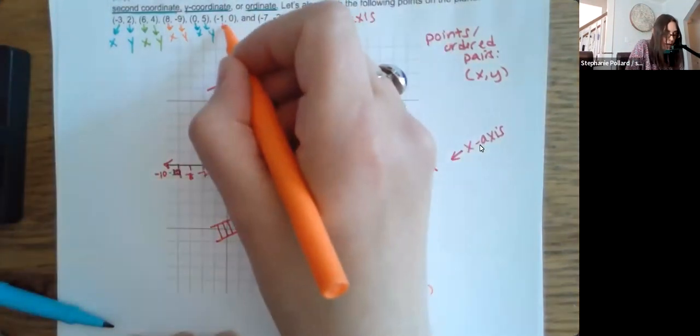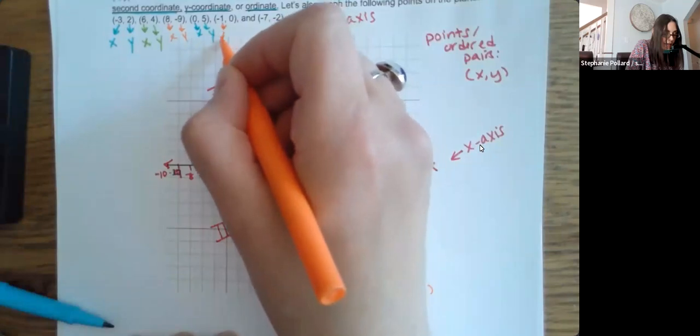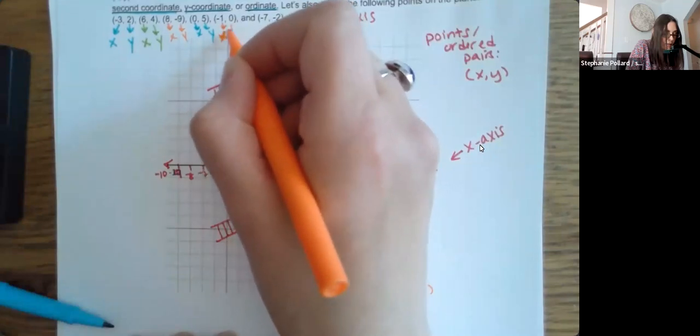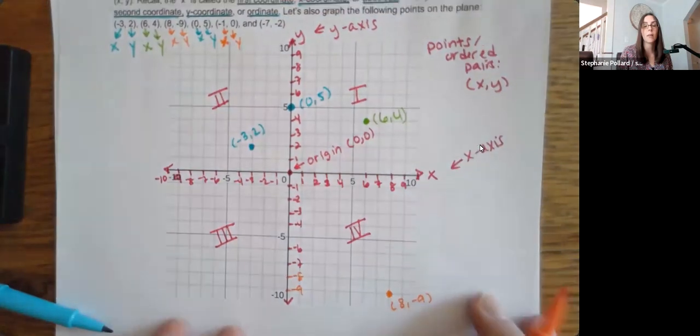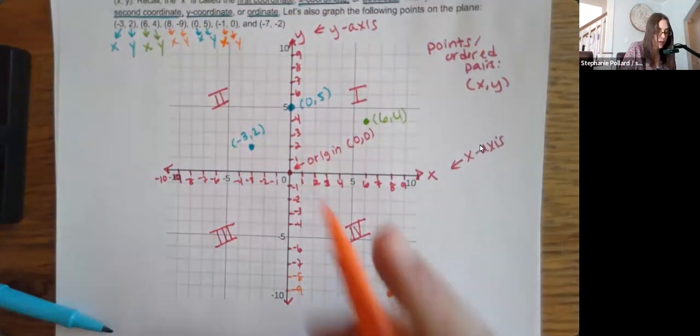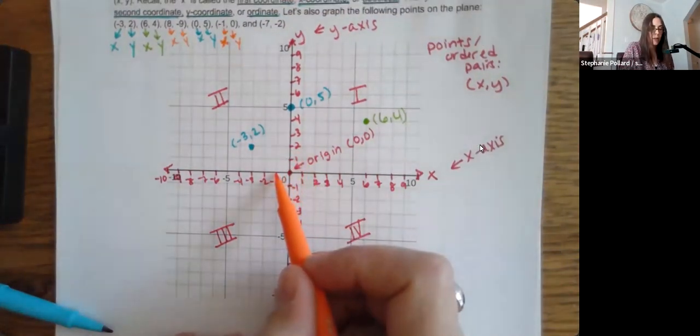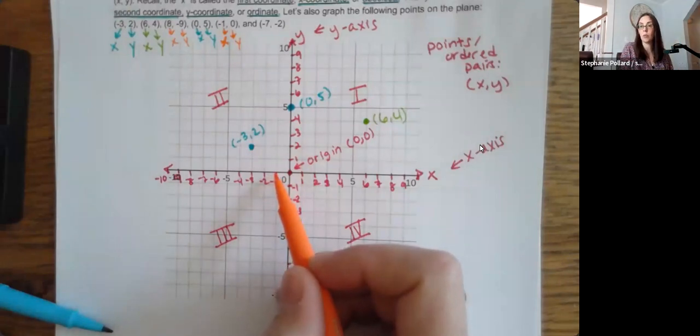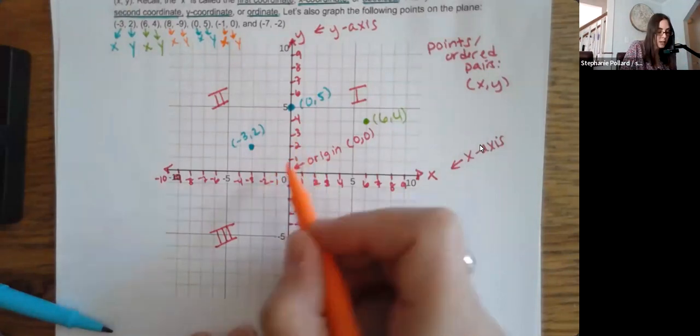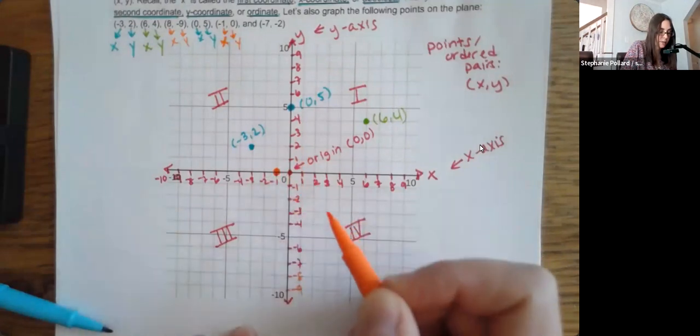Here I have negative 1, so that's my x. Oops, my x, and then 0 is my y. So here I find my x value is negative 1, which is right here. And then if your y value is 0, you don't move up and you don't move down. You just stay on the axis. So that point is going to be right here.